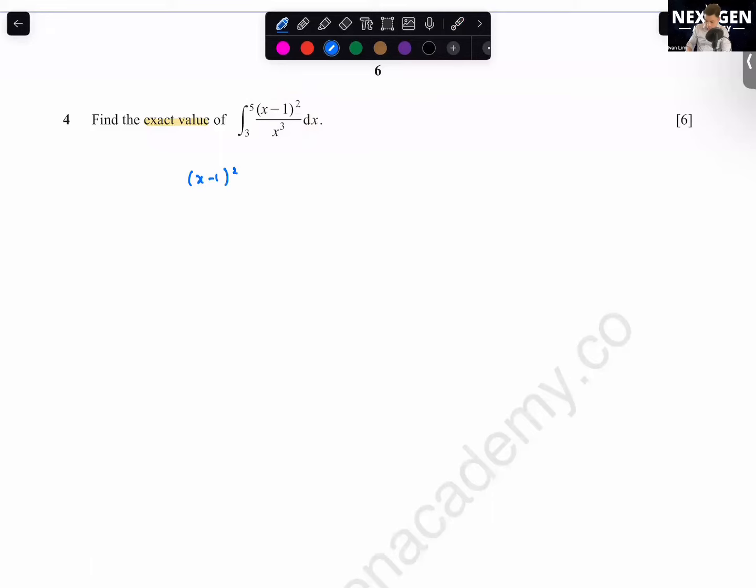I'll just write down the values here first. (x minus 1) squared over x cubed. x squared minus 2x plus 1 over x cubed. You divide all of it 1 by 1, you get x to the power of negative 1 plus negative 2x to the power of negative 2 plus x to the power of negative 3. We always need to remember when at the bottom is x to the power of 1, this one will be the only one that is ln. So we write it as 1 over x. The rest, we just leave it as power. Negative 2, oh, sorry, yeah. This is negative 2.